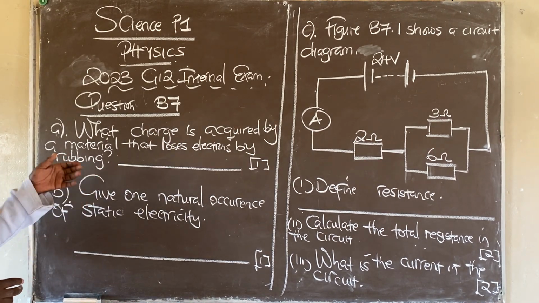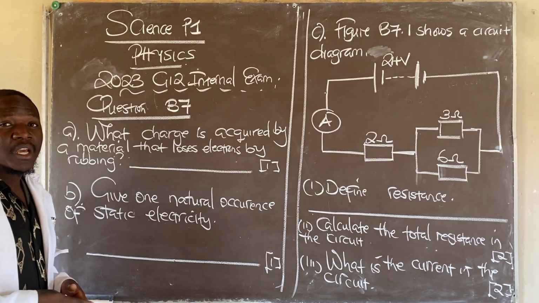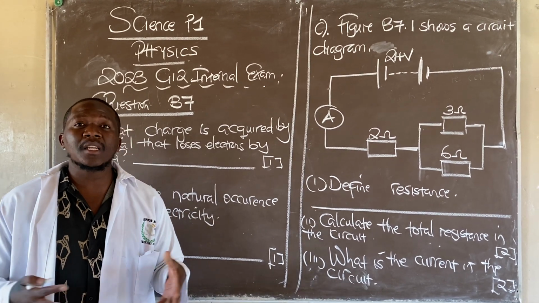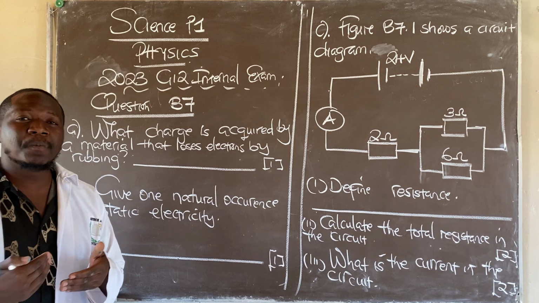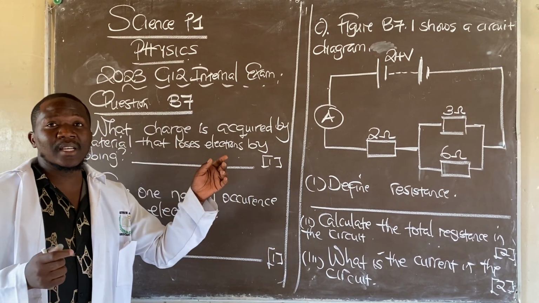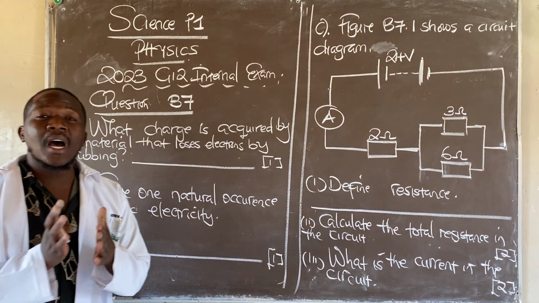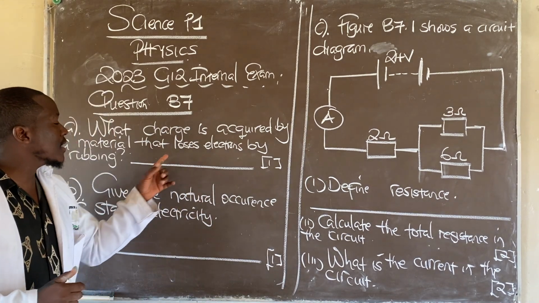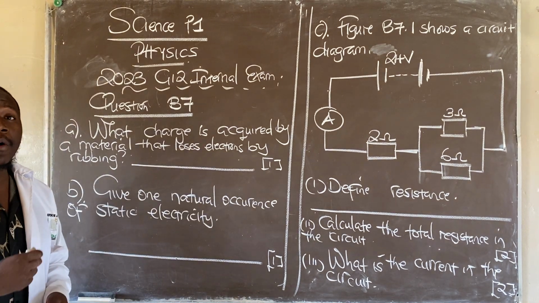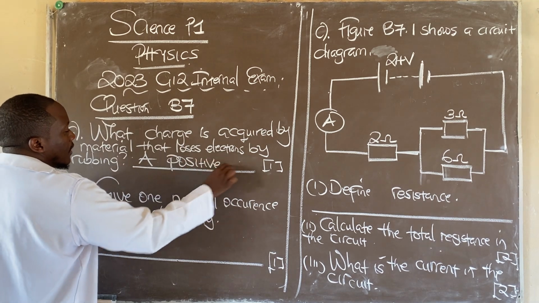charge is acquired by a material that loses electrons by rubbing? So this is more like static electricity, which is going to talk about static charges. As a material is being rubbed, and is losing electrons, it acquires an opposite charge. In this case, as it loses electrons and is being rubbed, it's going to acquire a positive charge. So the answer here is going to be a positive charge.